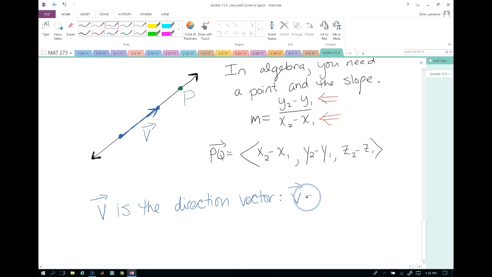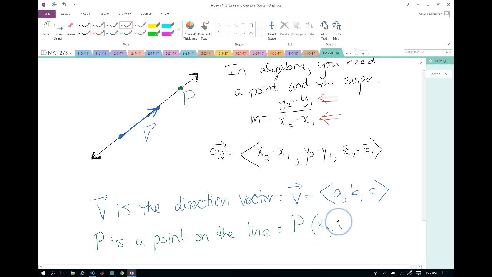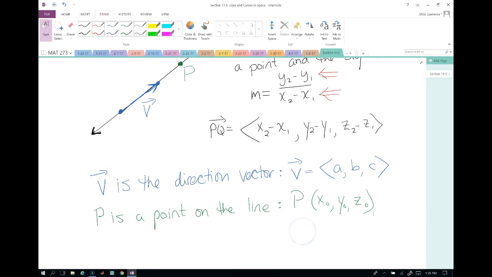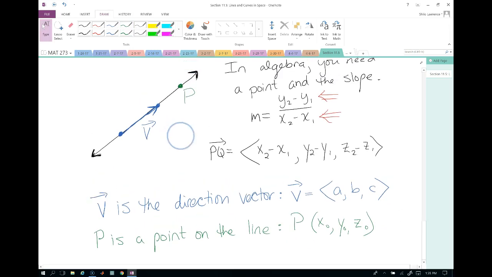And let's say that V just has components A, B, C for right now. And then P is a point on the line. And we're going to say P is X sub 0, Y sub 0, Z sub 0. If I were to take any other random point on this line, and let's say we have no idea what the coordinates are, so we just call it X, Y, Z.